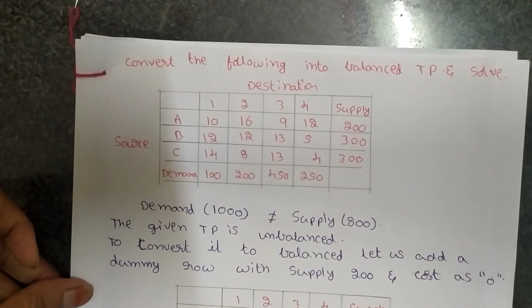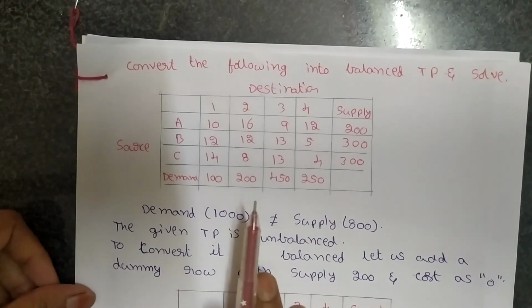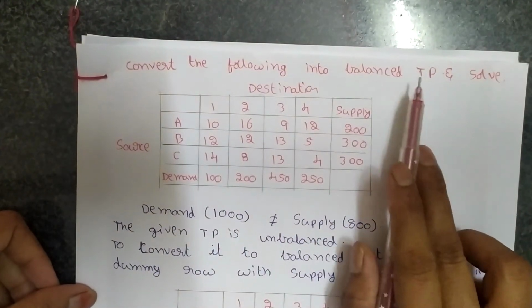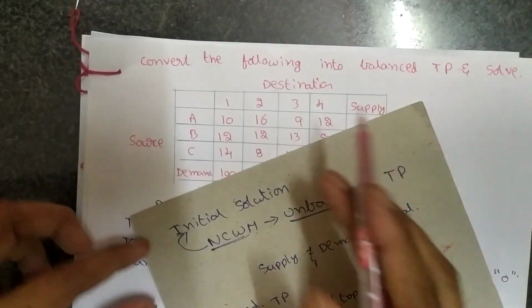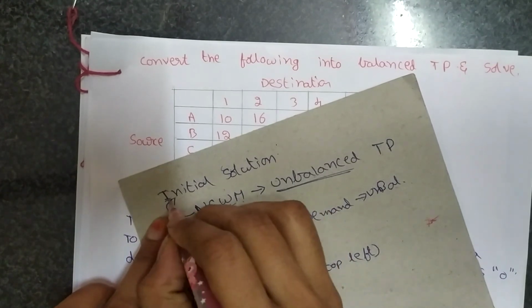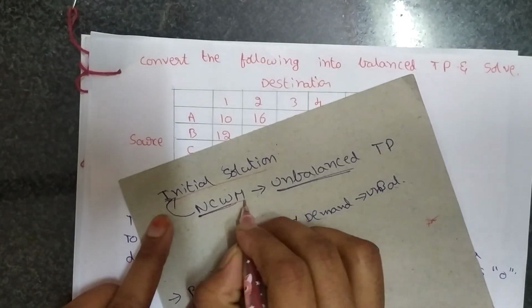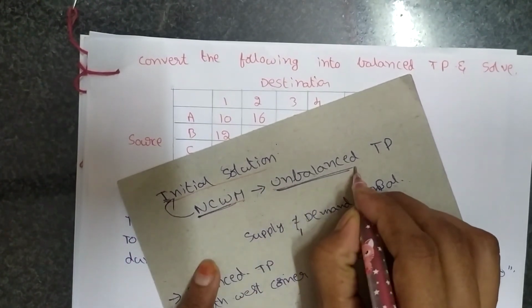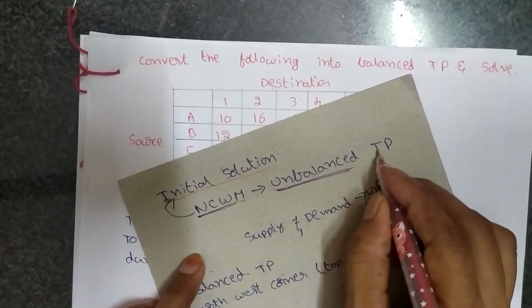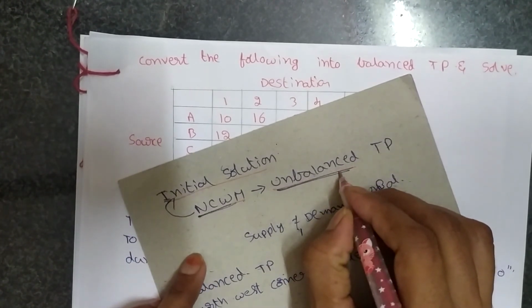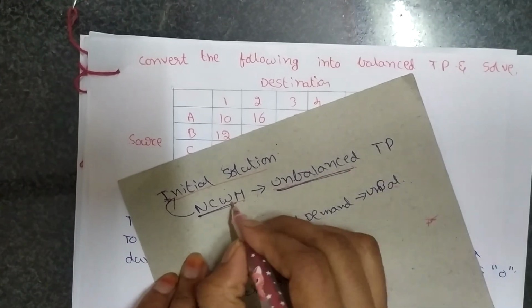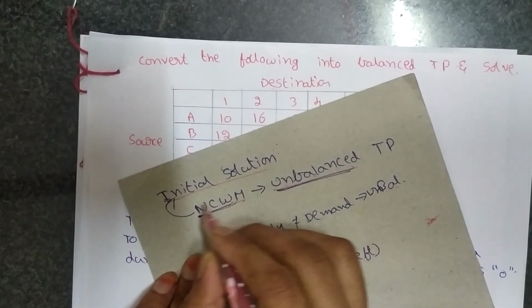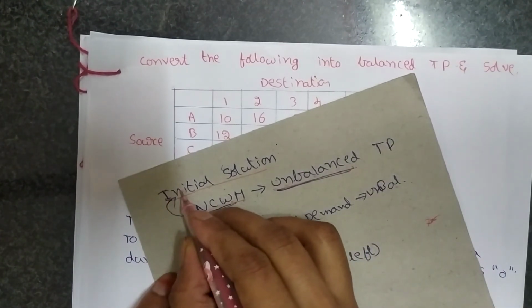Okay guys, today we'll discuss the transportation problem using the northwest corner method. That means determining the initial solution by using the northwest corner method in the case of an unbalanced problem. So when the transportation problem is an unbalanced one, how do we apply the northwest corner method in order to get the initial basic feasible solution?